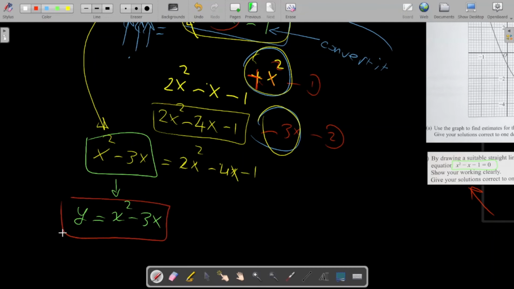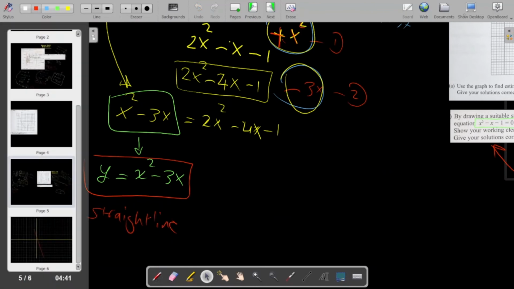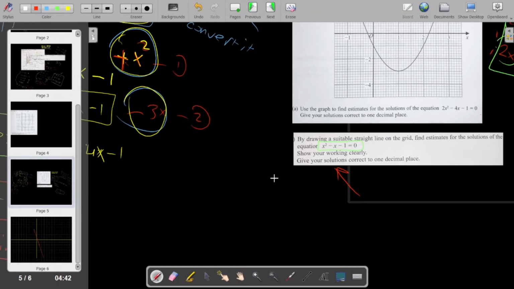What is this equation? This equation is representing your straight line. So now this is your equation. As you can see, this is the equation of the straight line that can give you a possible solution for this equation. Okay, so how can we use this straight line to solve this equation?